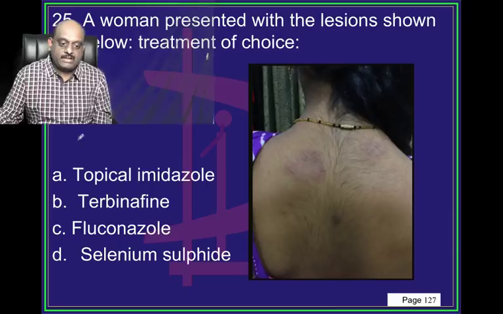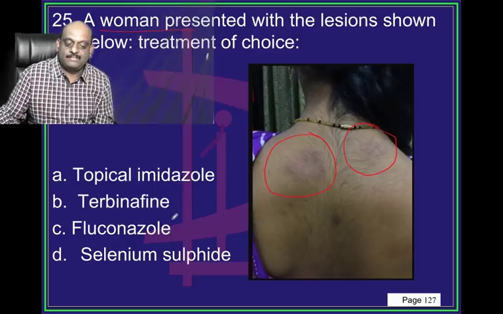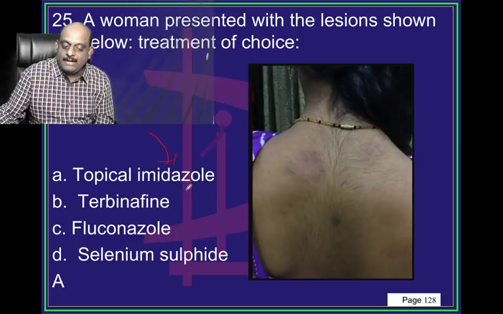Now, doctor, a woman presented with this classical lesion. What is the treatment of choice for this lesion, doctor? Topical imidazole is considered to be the treatment of this condition.